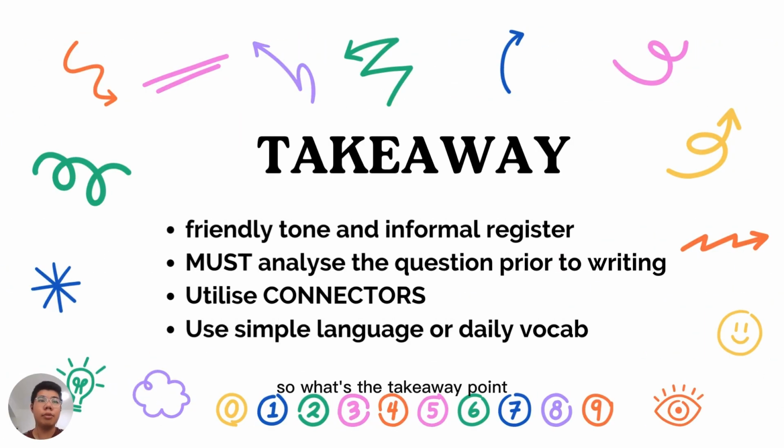So, what's the takeaway point? First of all, friendly tone and informal register. Email requires students to use informal language when writing, and it must be friendly as well. Next, students must analyze the question prior to writing so that they can fulfill all the requirements and do not miss any content marks. Third one is utilize connectors. As I've said, students must use a variety of connectors to score organization marks. And lastly, students are encouraged to use simple language or daily vocabulary and avoid being too aggressive when it comes to the usage of words.